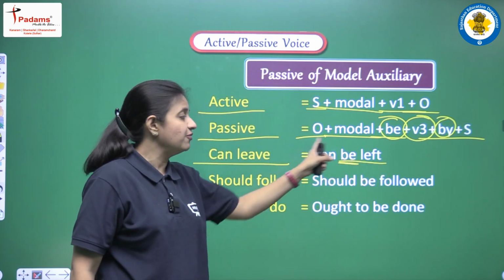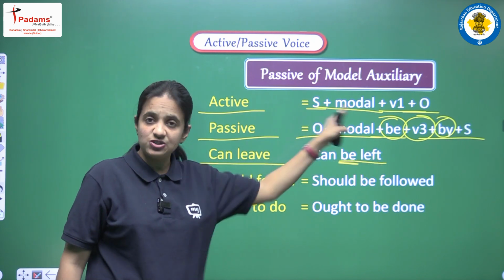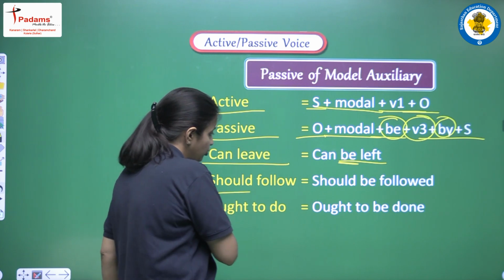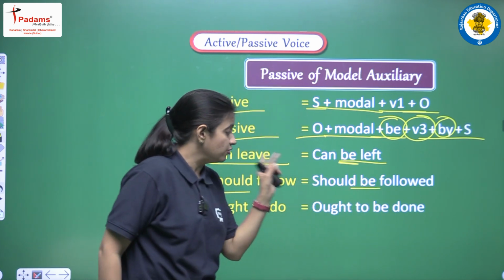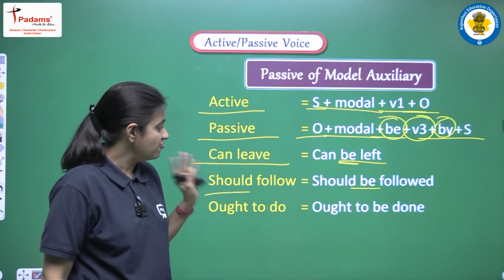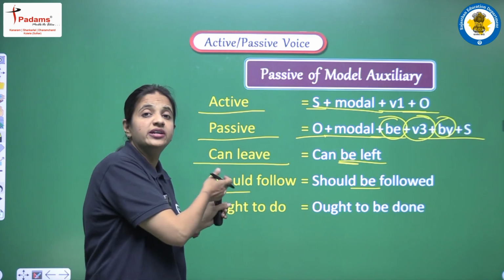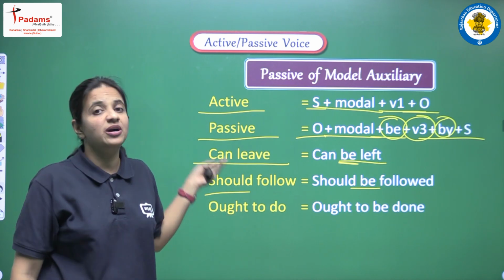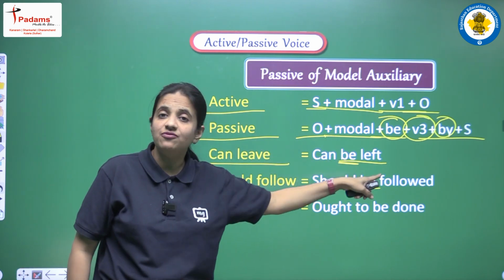So the third form of leave will be left. Right, so in this way we have to change. Now suppose we are having should follow. So with should we have to add a be. So students, notice here very carefully that we are not converting the modal auxiliaries. We are using the same modal auxiliaries, but we are just adding be with that modal.